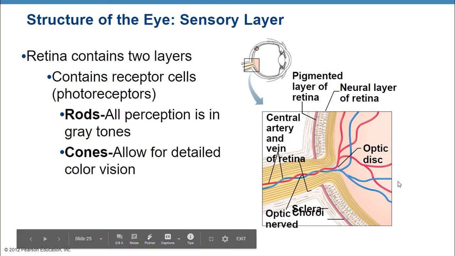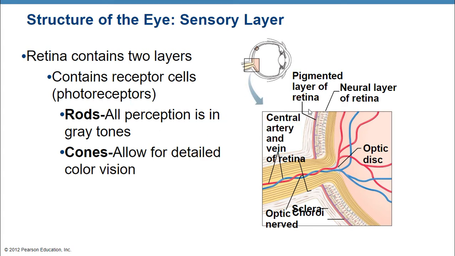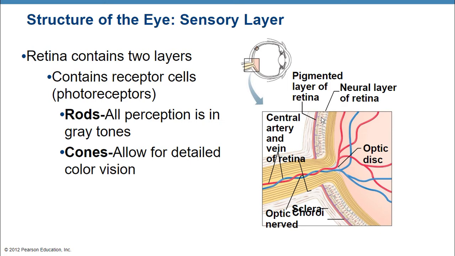In the figure, you can see where the optic nerve is entering the eye. You can see the optic disc, and then you can see the pigmented layer of the retina. That attaches underneath to the choroid, and the pigmented layer of the retina provides the nutrients to the retina. And then you have the neural layer of the retina, where your photoreceptors, your rods and cones, are located. Your bipolar cells and ganglion cells are in the neural layer of the retina.